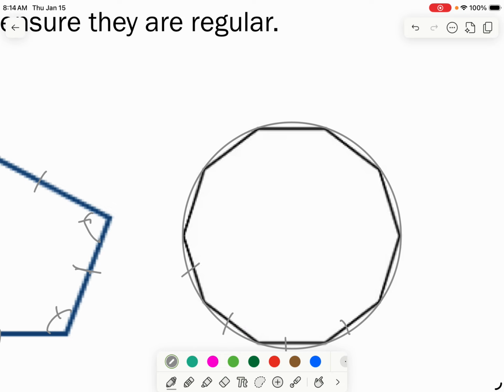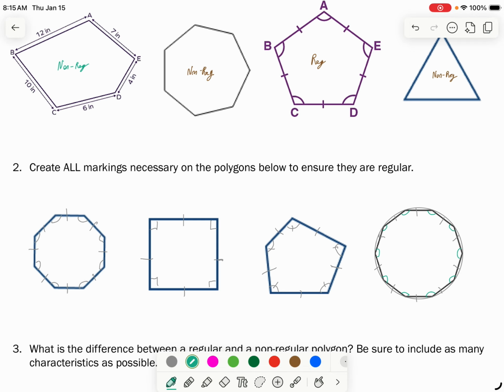1, 2, 3, 4, 5, 6, 7, 8, 9, 10. And all the angles are congruent. 1, 2, 3, 4, 5, 6, 7, 8, 9, 10. So all the sides and all the angles are congruent.